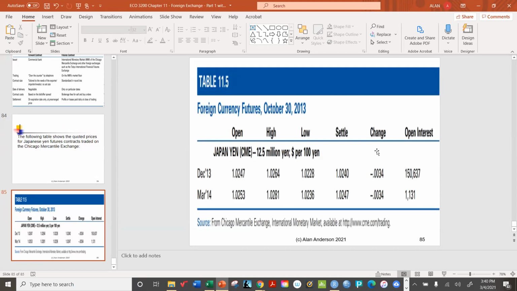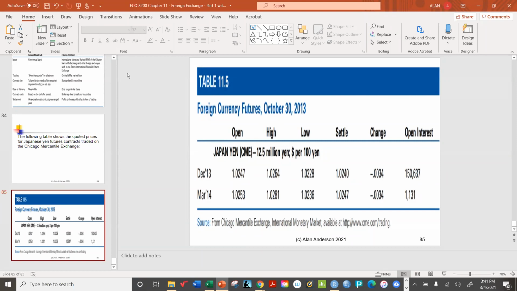You can see the open interest falls off very sharply as we look further into the future. Also, this contract is for 12.5 million yen, where the prices are quoted as so many dollars per 100 yen. All right, now that's that.